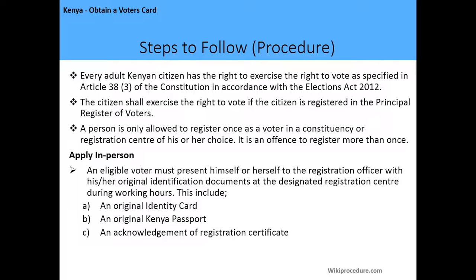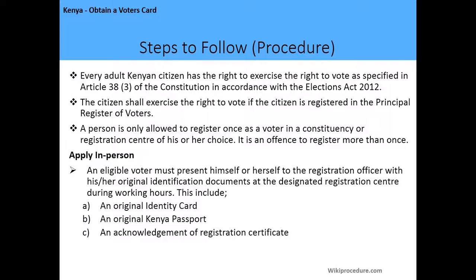A person is only allowed to register once as a voter in any constituency or registration center of his or her choice. It is an offense to register more than once. So this application can only be done in person, and these are the steps.